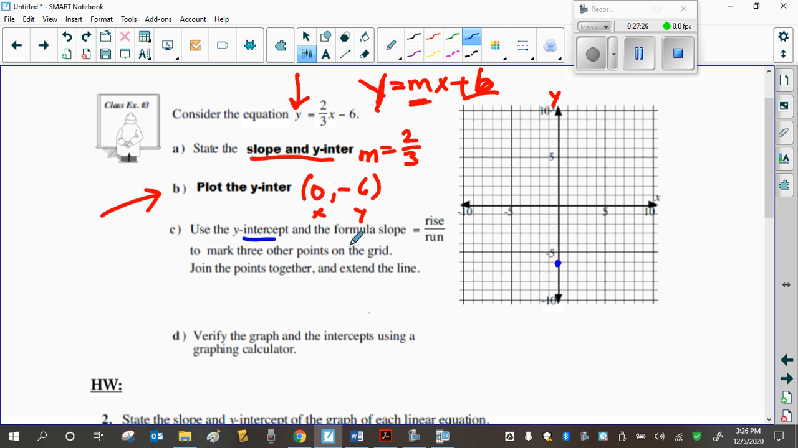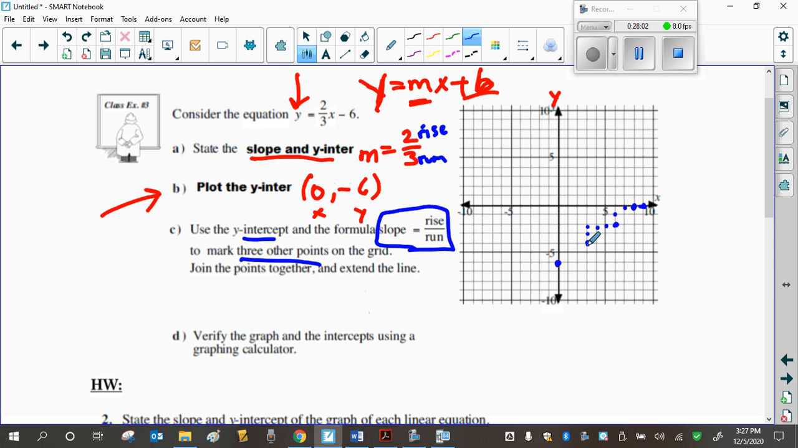Use the slope formula, rise over run. Okay, so there's our rise, 2, and our run, 3. So that's for 3 other points. I go 2 up, 3 to the right, 1, 2, 3. 2 up, 3 to the right, 1, 2, 3. 2 up, 3 to the right. That's over here.